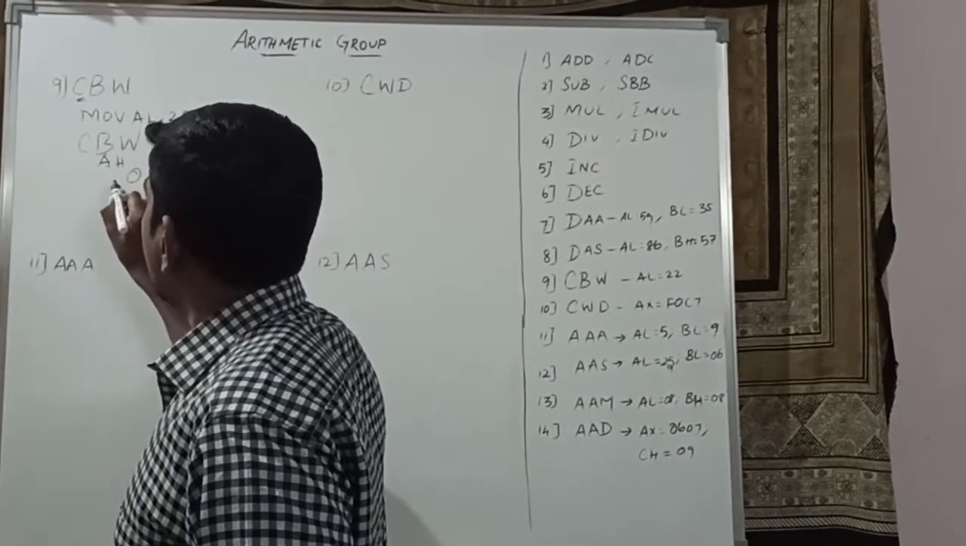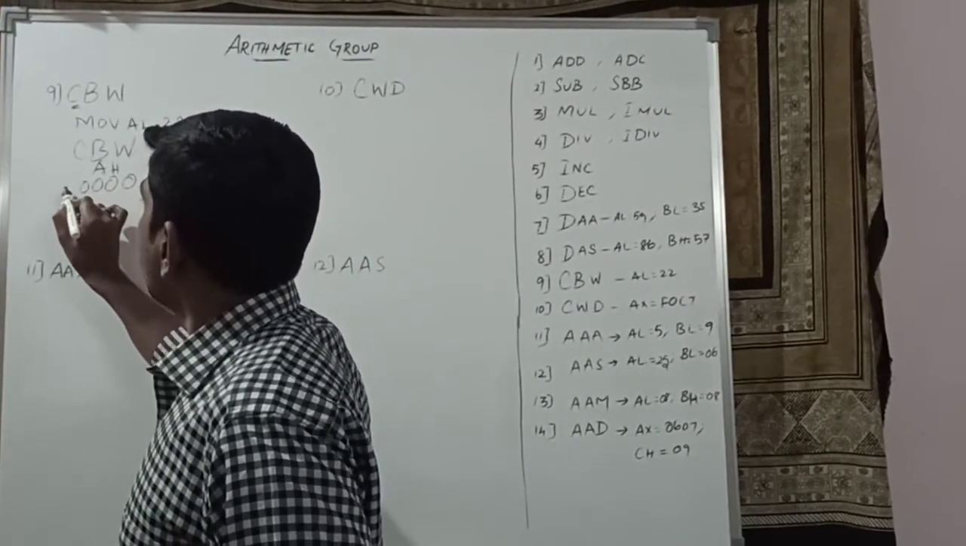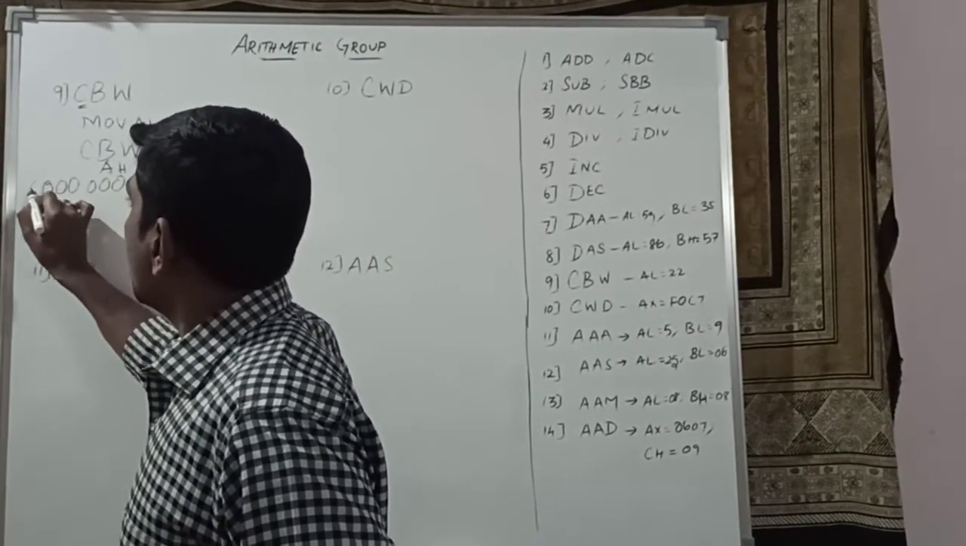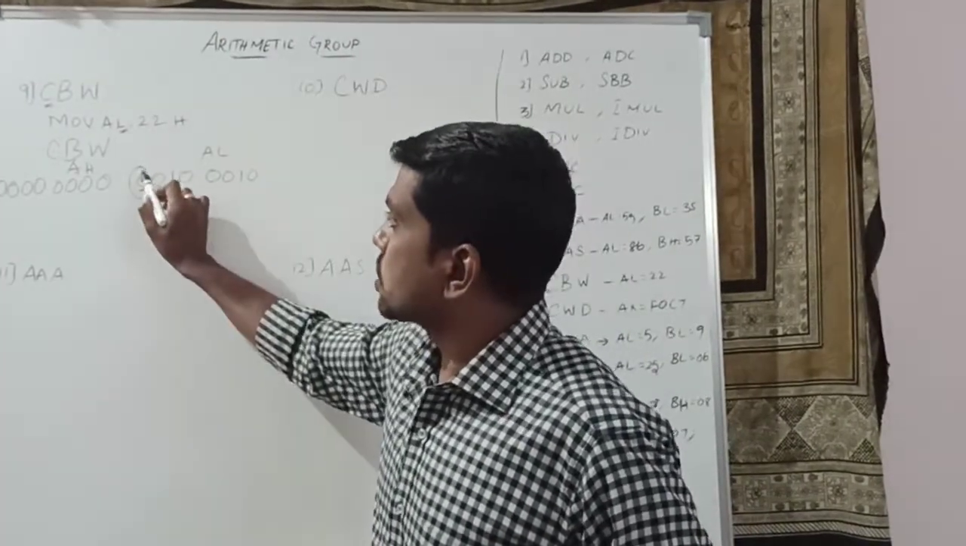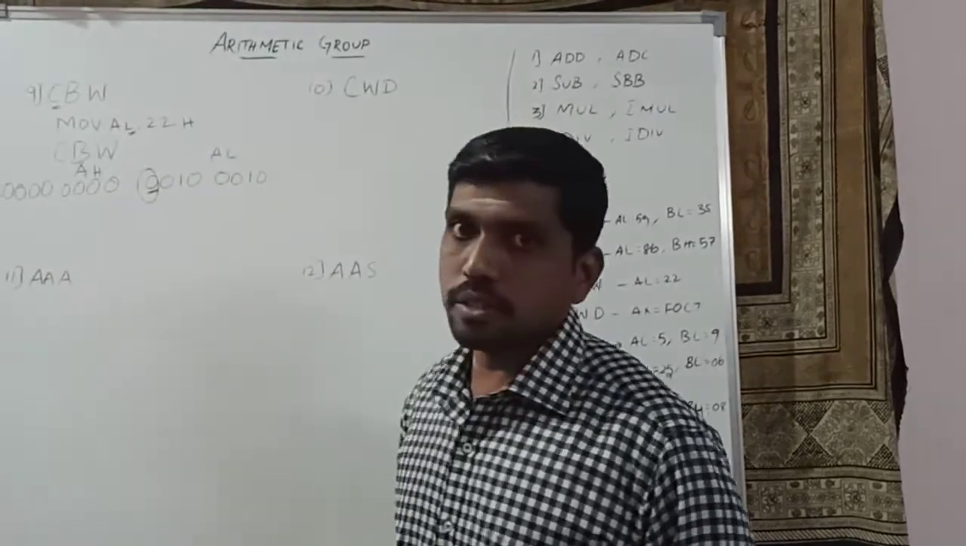You just copy the content and place it in the entire AH register. Here the signed bit is 0. This content is copied and pasted in the AH register.